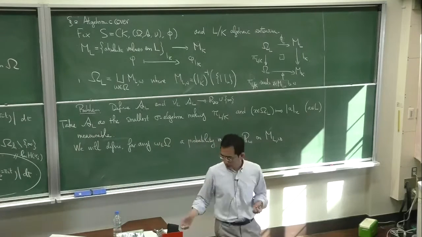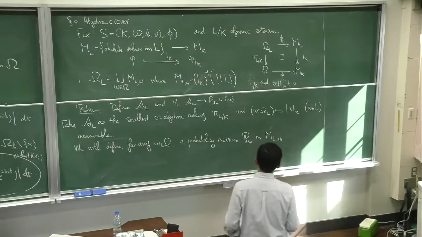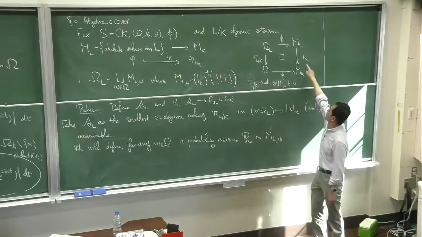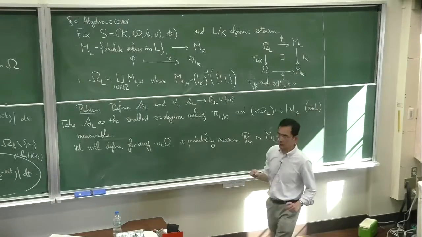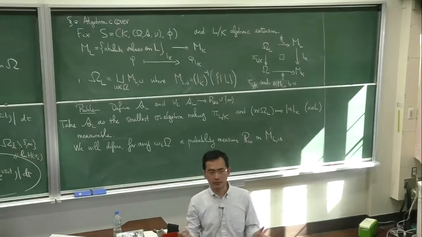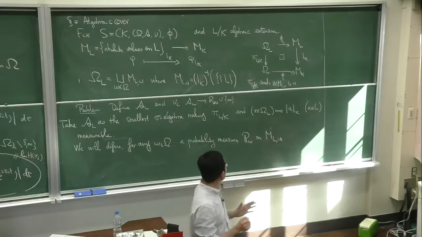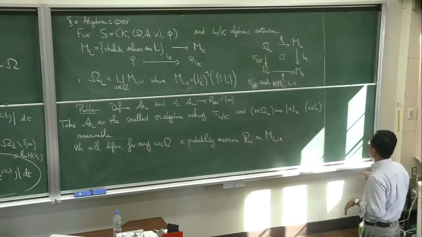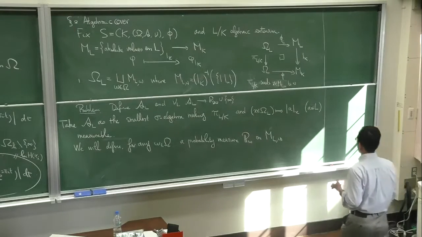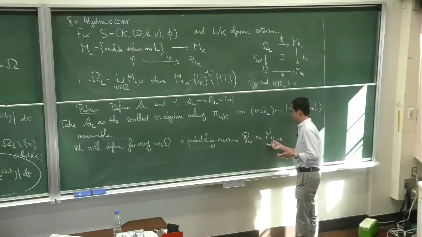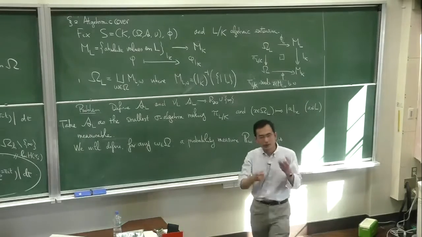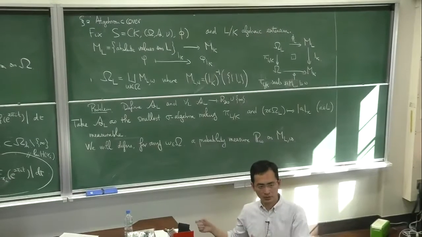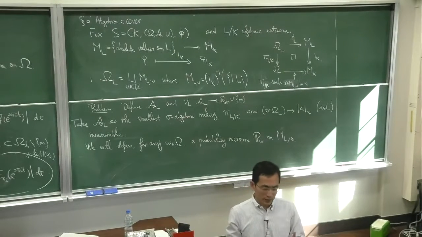Now, if this extension L over K is finite, suppose that this extension is finite, then you have only finitely many possible elements inside this set. Then you can construct some discrete probability measures, which I will explain a little bit later.